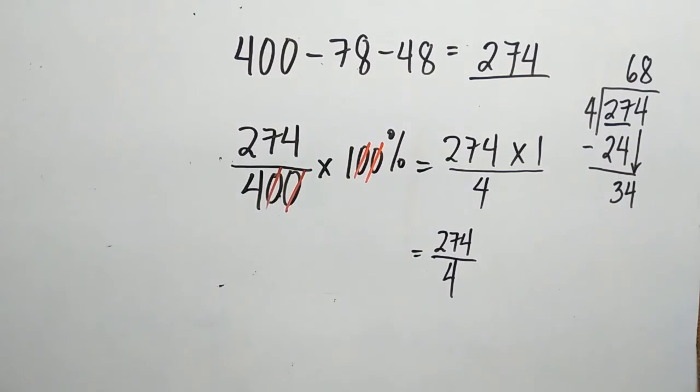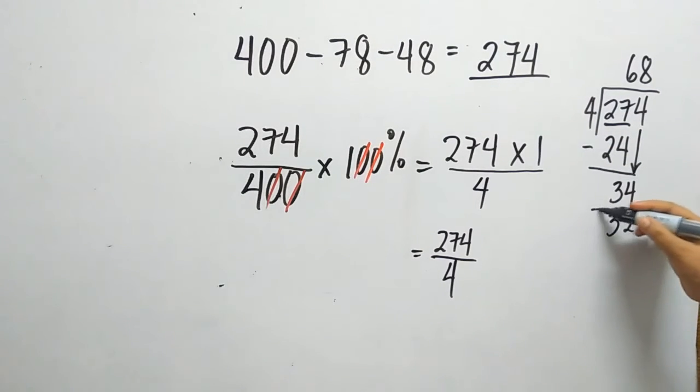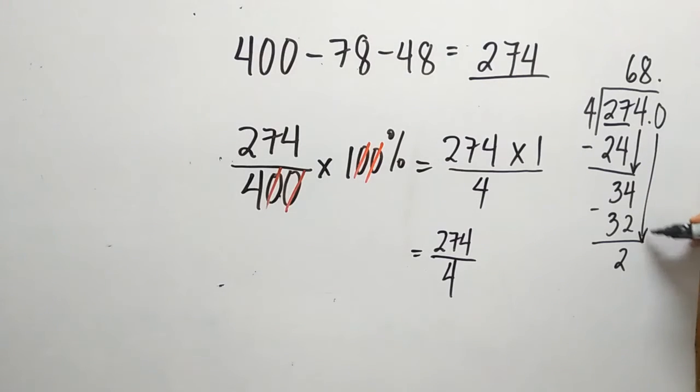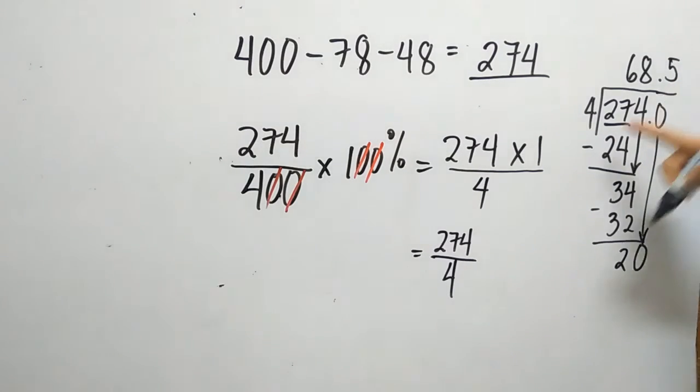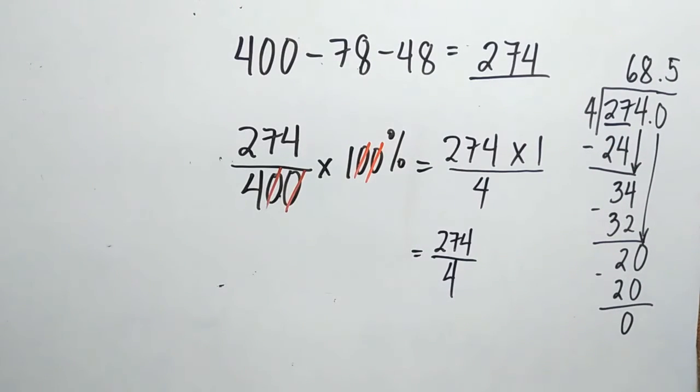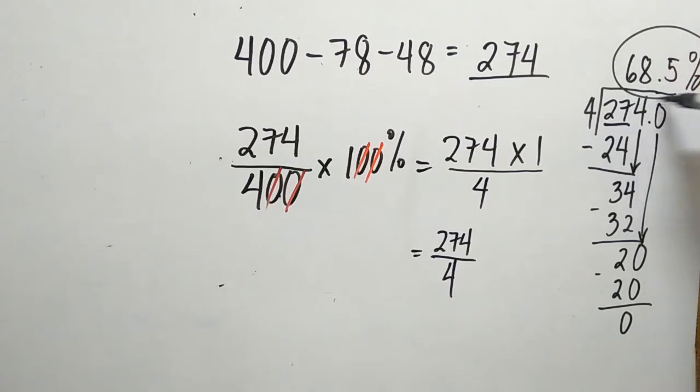8 times 4 is 32. Subtract. 34 minus 32 is equal to 2. So we are going to add 0 and point. Bring down 0. 20 divided by 4 is 5. 5 times 4, 20. Subtract. So we have 0. So the percentage will be 68.5%.